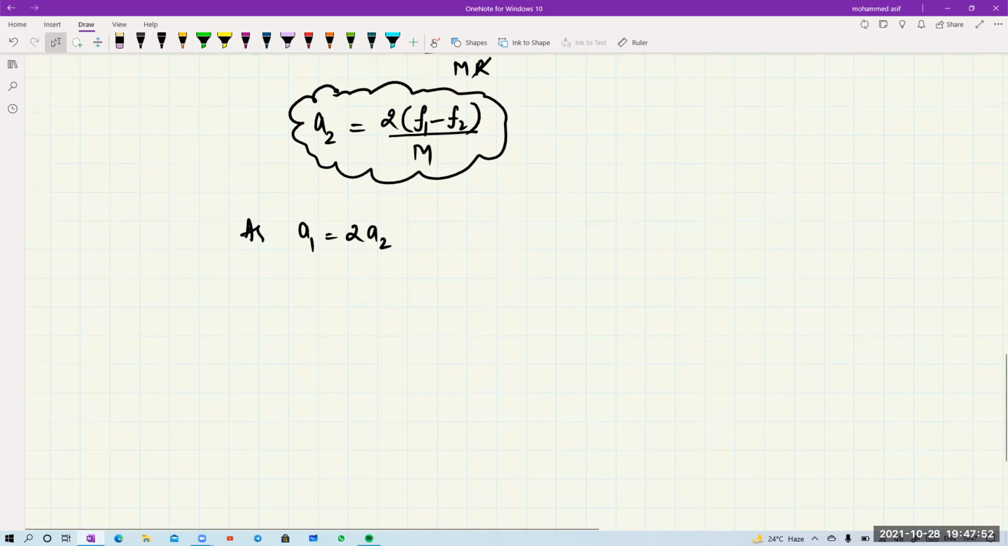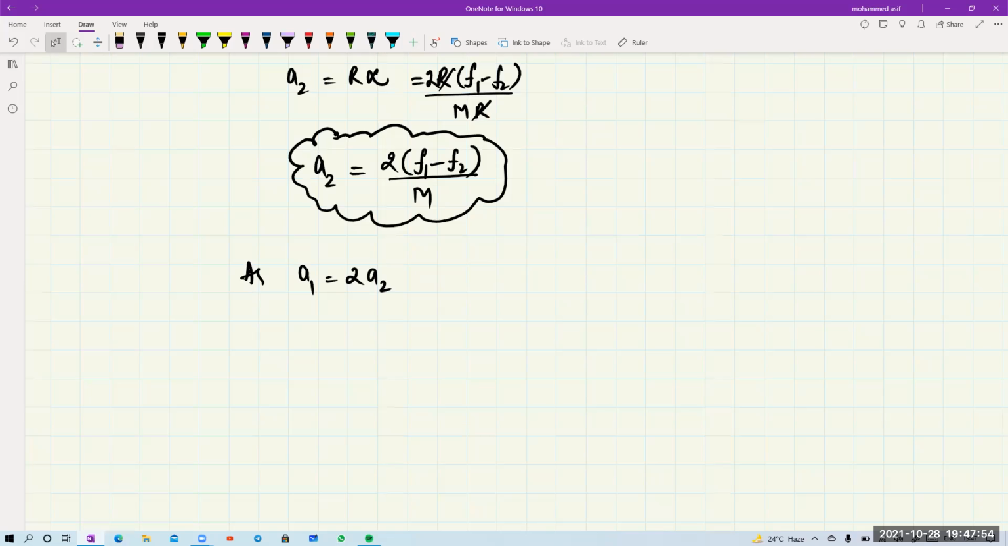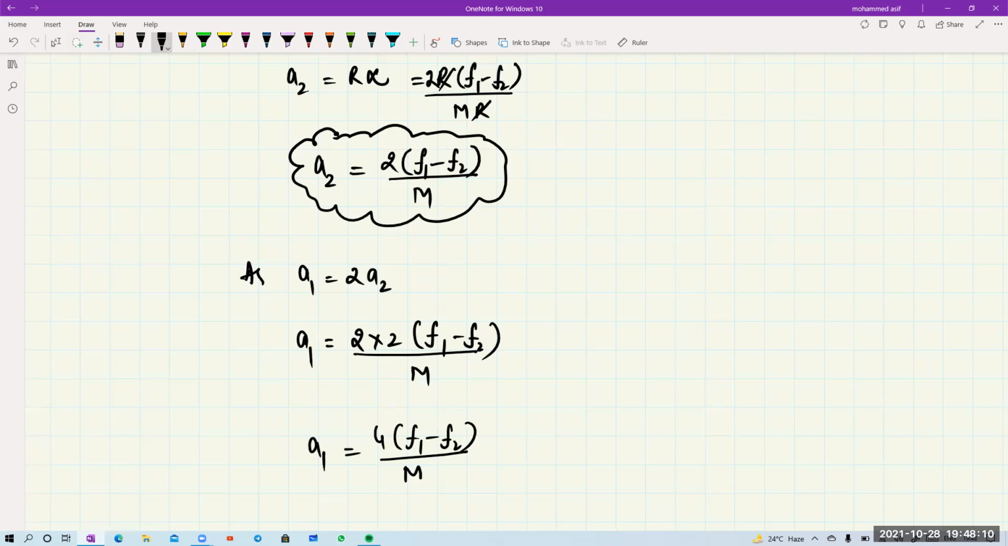Okay, that means this will become, for me, how much, beta? A1 is equal to 2 times A2, which is nothing but 2 into (F1 minus F2) divided by capital M. That means A1 will be equal to 4 into (F1 minus F2) divided by capital M. So this is the value of your A1 in terms of your frictions.